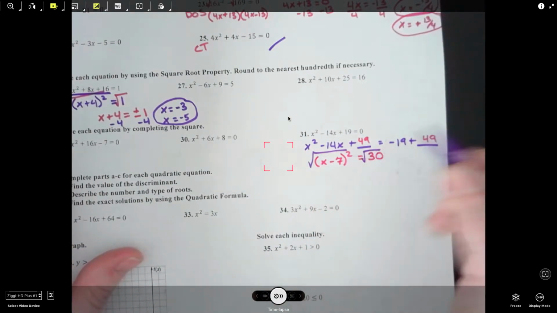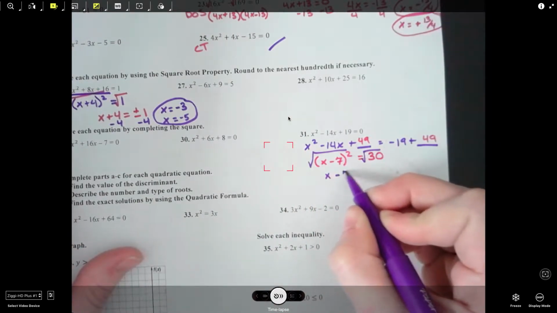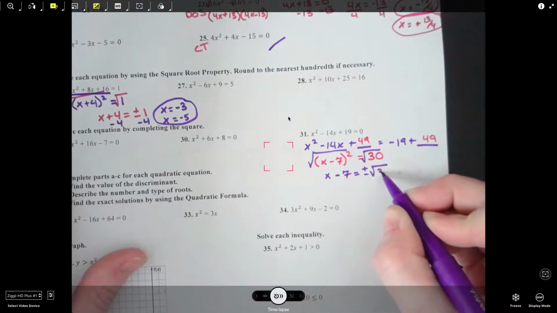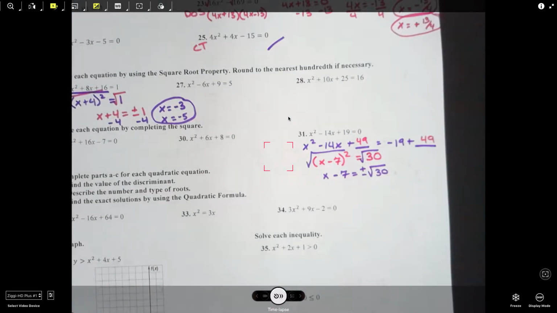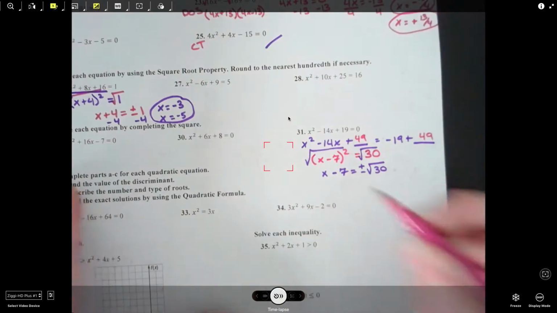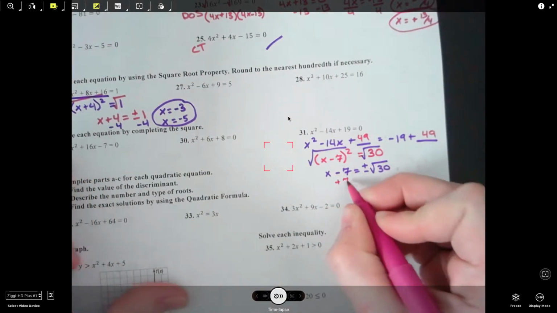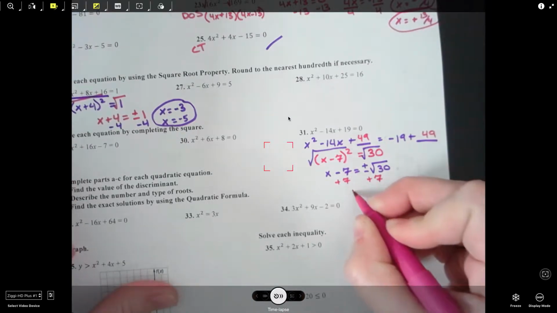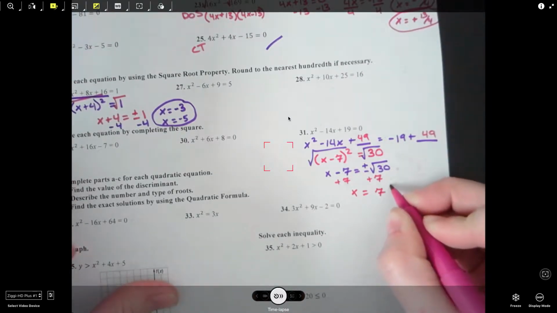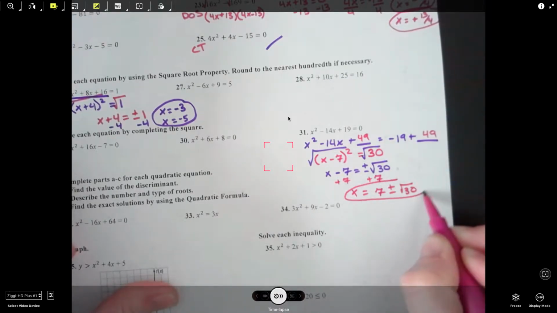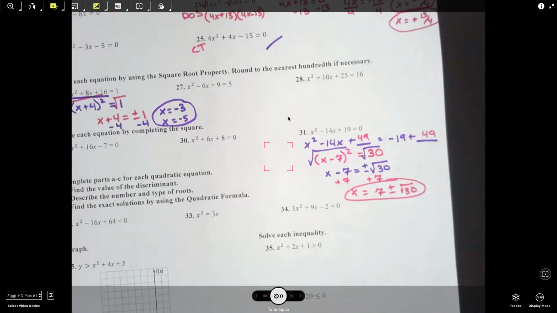Take the square root. Does the square root of 30 come out nicely? No. So what do you do? Plus and minus the square root of 30. And then what? I don't think the square root of 30 even breaks down. Okay, add 7. X equals 7, plus and minus the square root of 30. Beautiful.